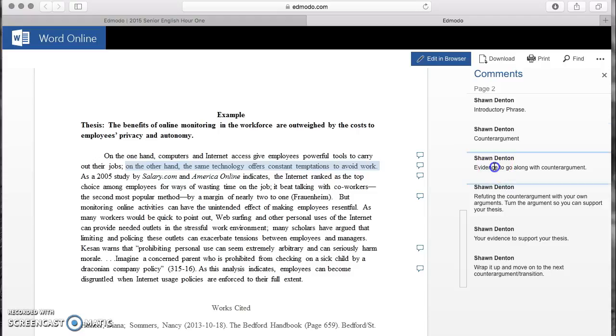From there, they're given evidence that goes along with this counterargument, telling you essentially that some people think that you need online monitoring out there in order to keep people on the straight and narrow, so to speak.